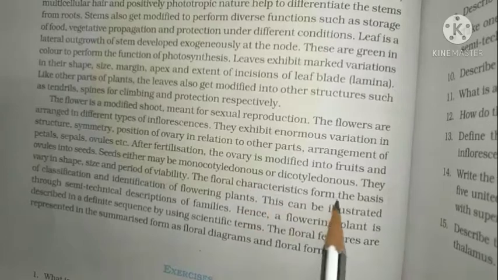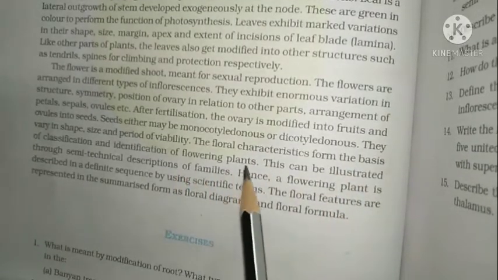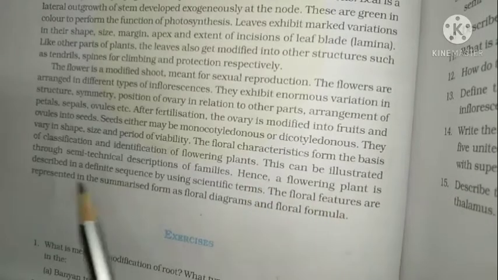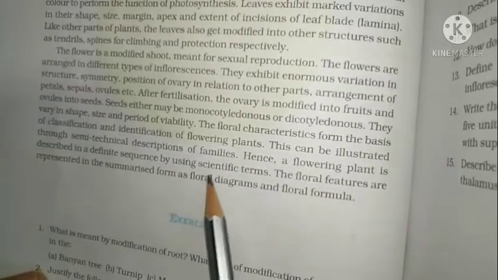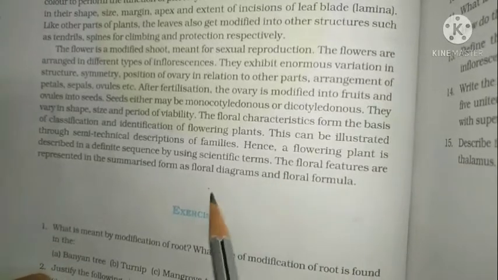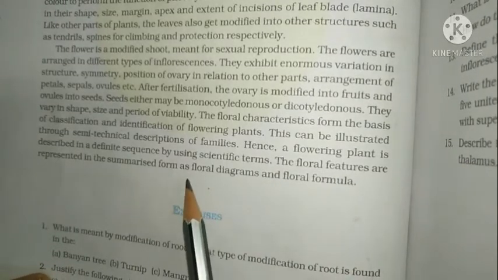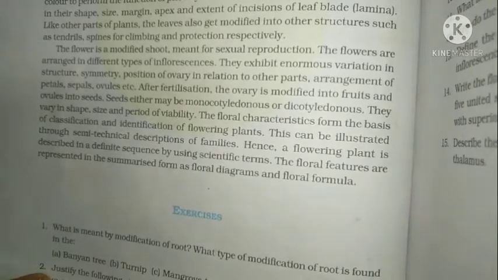The floral characteristics form the basis of classification and identification of flowering plants. This can be illustrated through the semi-technical description of a family. Hence, a flowering plant is described in a defined sequence by using scientific terms. The floral features are represented in a summarized form as a floral diagram and a floral formula.